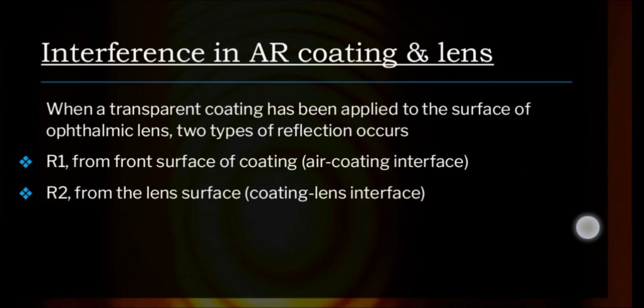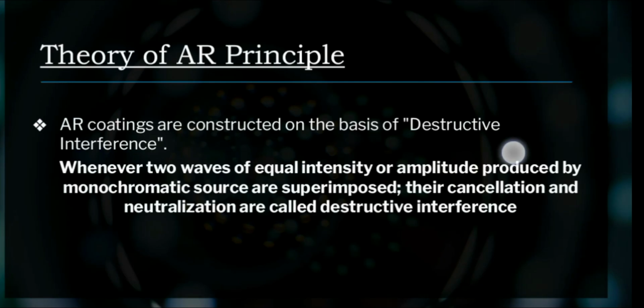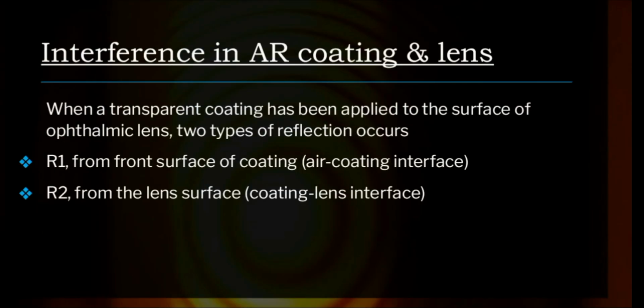So if we have applied a coating on a lens, there are two types of reflection. One reflection will be between the air and the coating, and one will be from the coating and lens interface, right? Two types of reflections are coming over here.